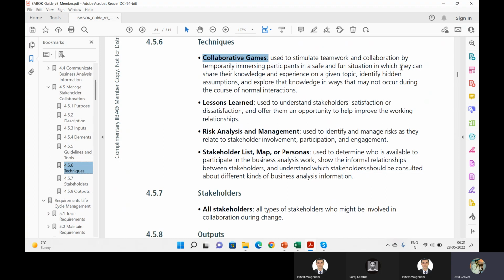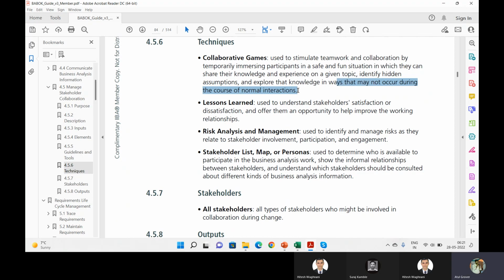And see, in which they can share their knowledge and experience on a given topic. Identify hidden assumptions. If you remember, there's a technique in this particular step called observation. You observe that part. Explore that knowledge in ways that may not occur during the course of normal interactions.